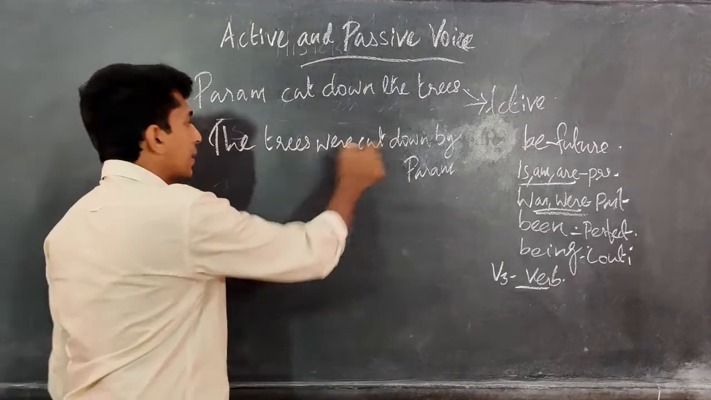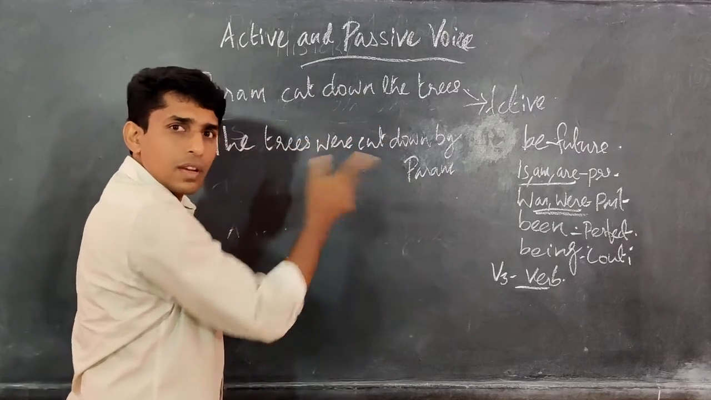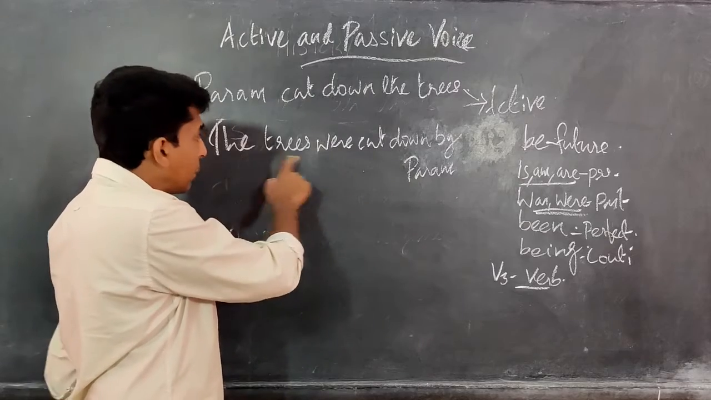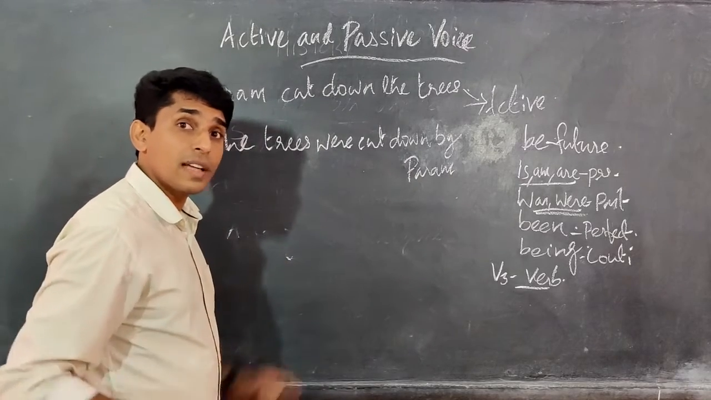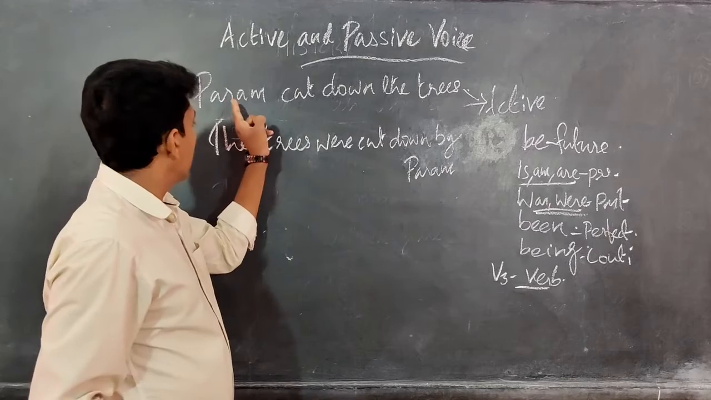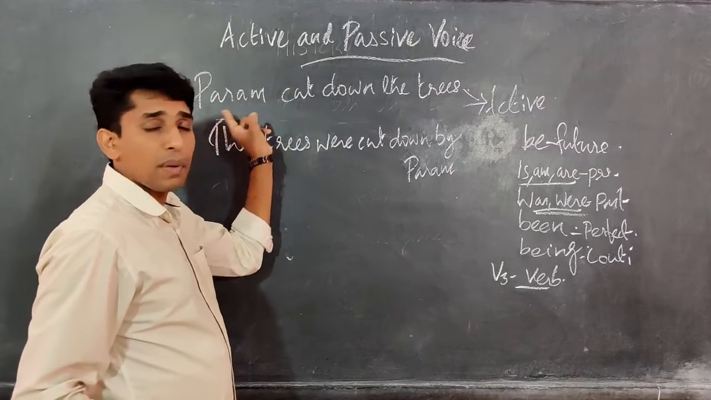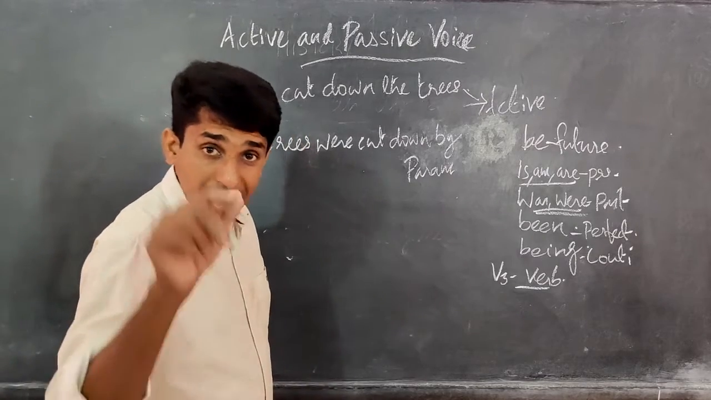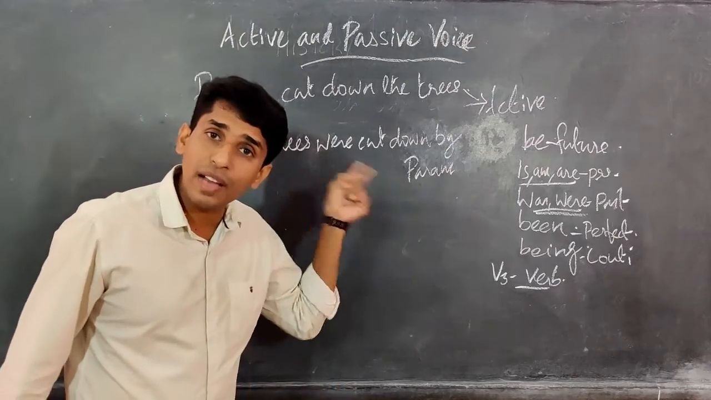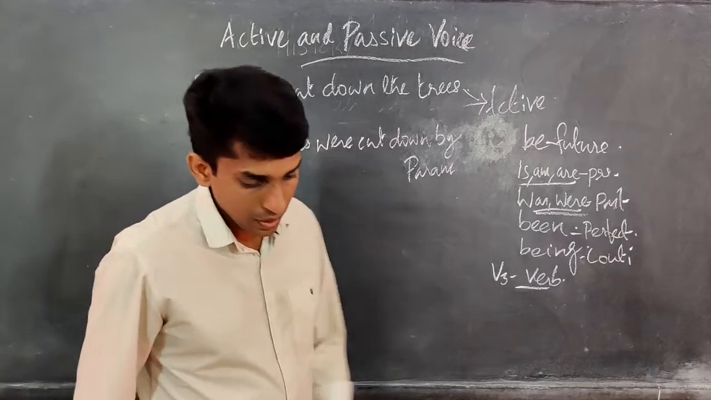See, the trees were cut down. The tree is not cutting down. Someone else cut down the tree. So if the beginning part is not doing the activity, that is passive. If the subject, the beginning part, is doing the activity, that is active. Very simple.